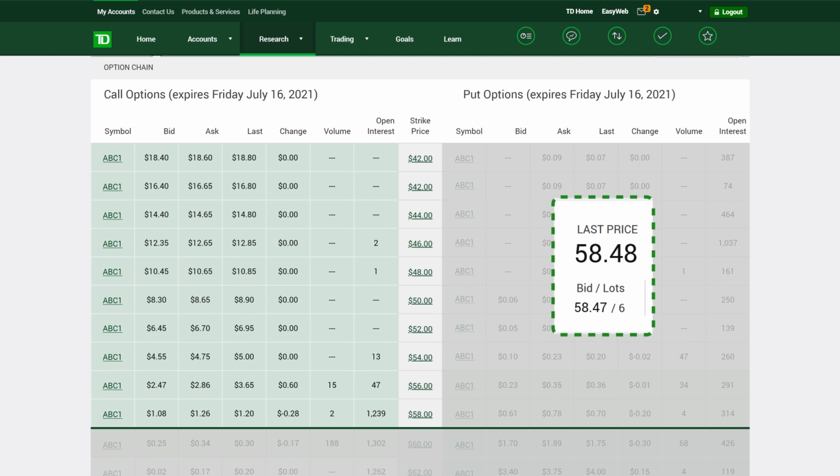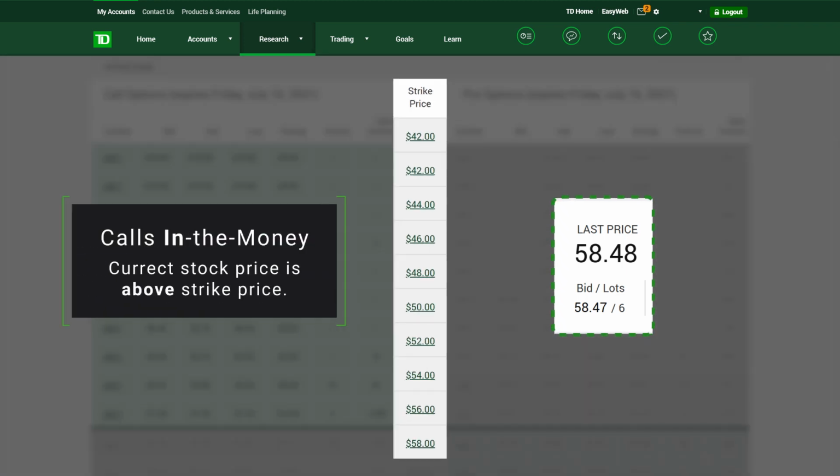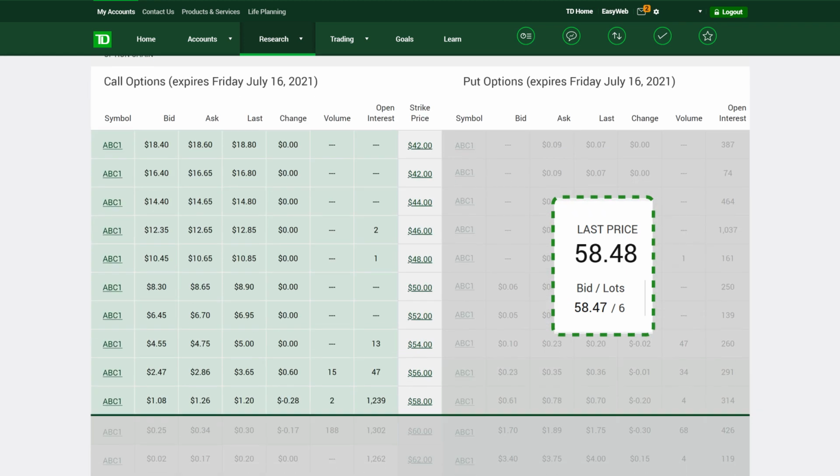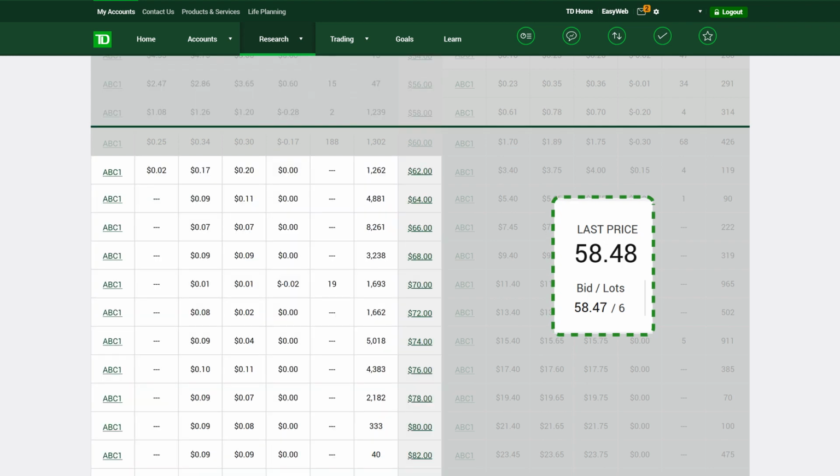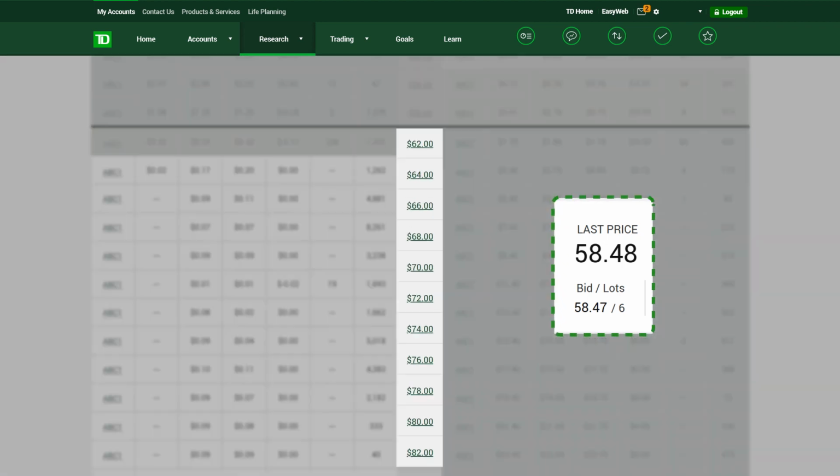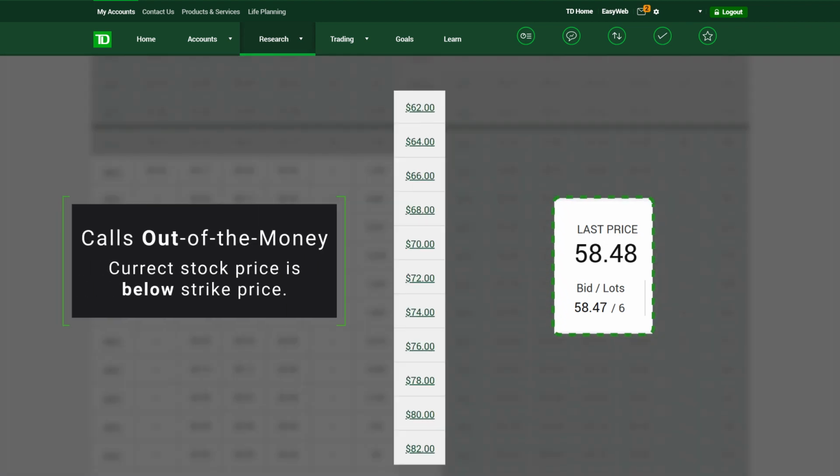So calls are in the money when the current stock price is above their strike price. That means calls in the option chain are out of the money when the current stock price is, you guessed it, below their strike price.